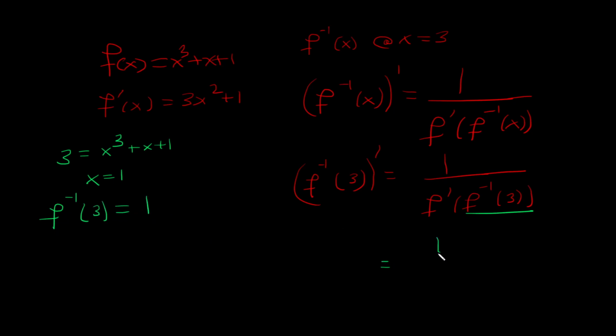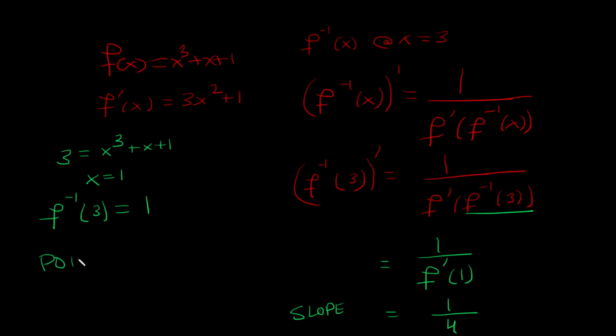So now we go down here, replace f inverse of 3 with 1, and we plug in x equals 1 into our derivative. So that's going to be 3 times 1 squared plus 1, which is 4. Okay, so this is going to be our slope.